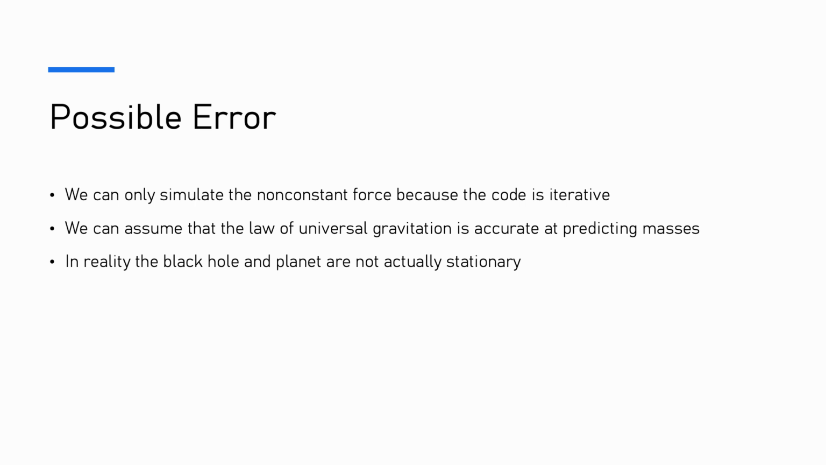Some possible sources of error is that we can only simulate the non-constant force because the code is iterative. It doesn't constantly change. It, of course, takes steps, and we update it as those steps happen, and we try to make those steps as small as possible so we can do as many as possible. And we're also assuming that the law of universal gravitation is accurate at predicting the masses, because as the force changes, the mass changes very, very slightly in the calculation loop. So we're just using our best approximation.